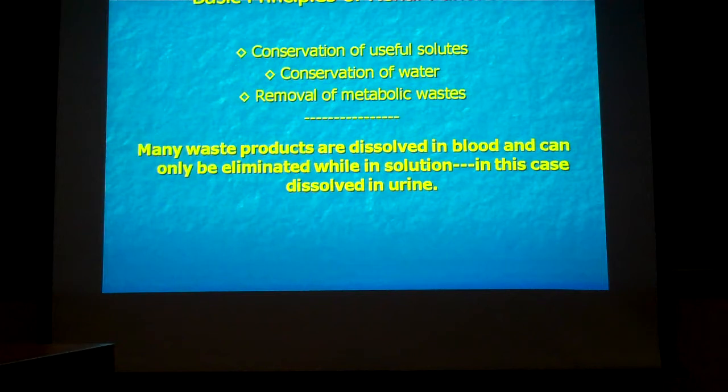So the kidney filters that, and it conserves what's useful to us. It takes back all the nutrients and most of the water out of that filtrate, and it removes the metabolic waste in the process. Now, many of the waste products in the body are dissolved in solution. The kidney has to be presented with stuff that's in solution. It can't act on dry material. So it has to be in solution, and therefore dissolved in tubular fluid or urine.